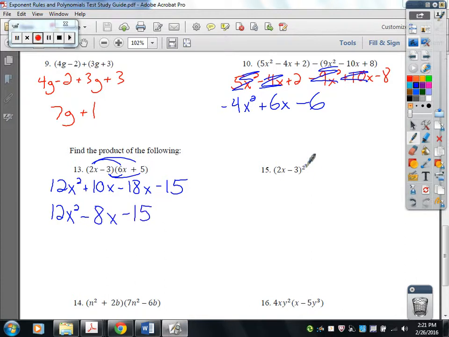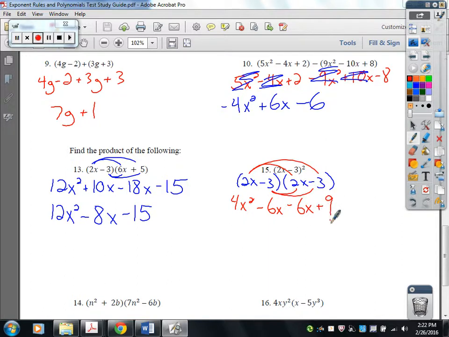When you have an exponent here, you cannot apply it. You have to do what's called expand. So this is 2x minus 3 times 2x minus 3. And again, I'm going to double distribute. So 2x times 2x is 4x squared. 2x times negative 3 is negative 6x. Negative 3 times 2x is negative 6x. Negative 3 times negative 3 is positive 9. Combining like terms, I get 4x squared minus 12x plus 9. I can't do anything else because none of those guys are like terms.